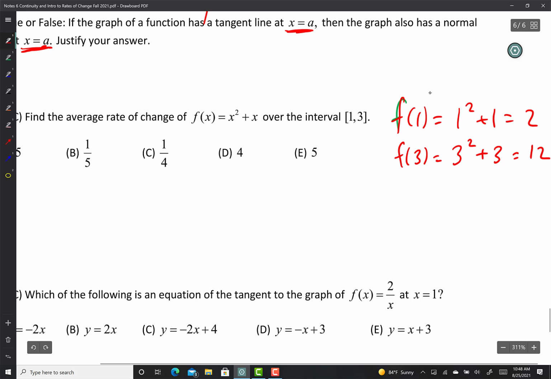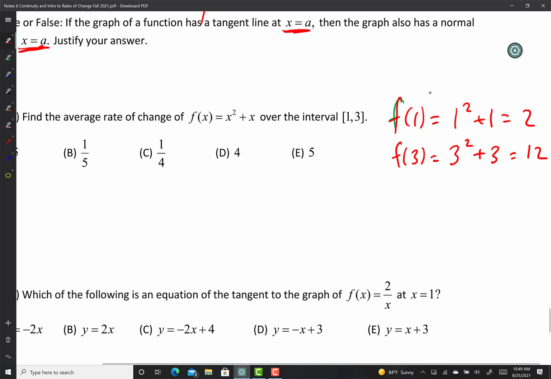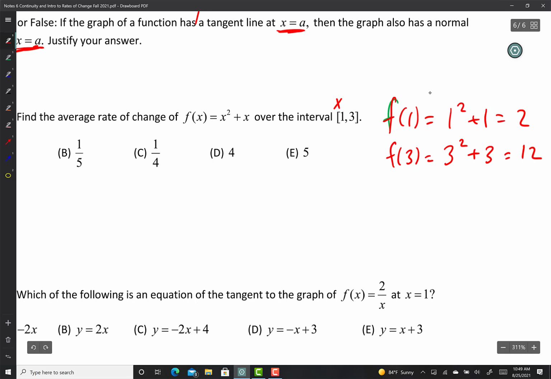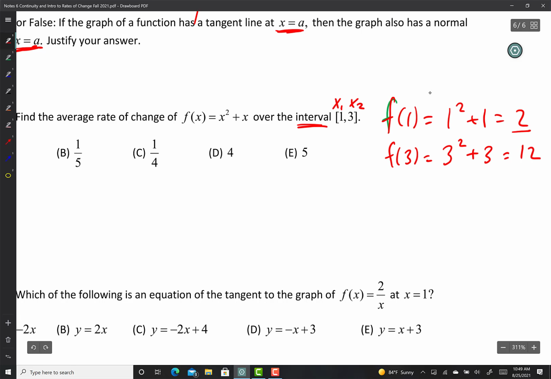So you're just finding average rate of change. All you're doing is y2 minus y1 over x2 minus x1. These are x values, x1 and x2, because it's an interval. So I need f of 1, I got 2, and I need f of 3, I got 12. All I'm doing now is 12 minus 2 over 3 minus 1. Let's see if we can do that with just calculations. 12 minus 2 is 10, 3 minus 1 is 2, and 10 divided by 2 is?